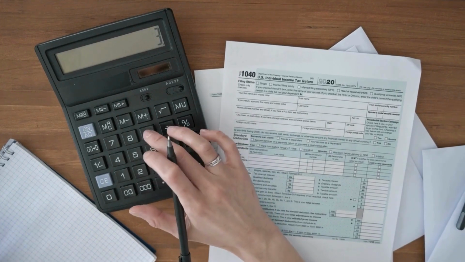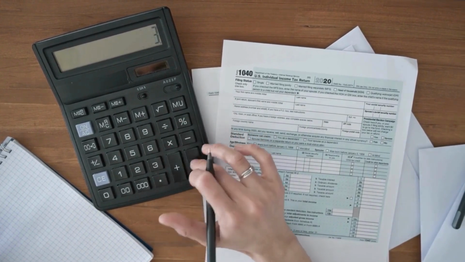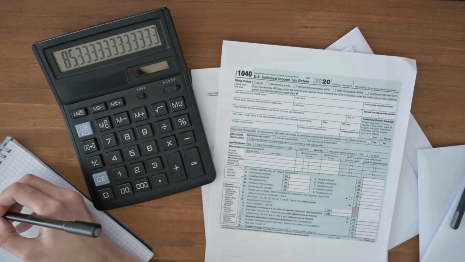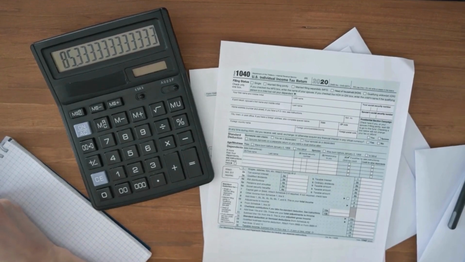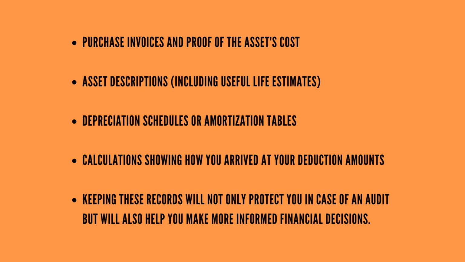No matter which method you choose, record keeping is critical. The IRS requires detailed documentation to support your depreciation and amortization claims. Here's what you need to maintain: purchase invoices and proof of the asset's cost, asset descriptions, including useful life estimates, depreciation schedules or amortization tables, calculations showing how you arrived at your deduction amounts. Keeping these records will not only protect you in case of an audit, but will also help you make more informed financial decisions.